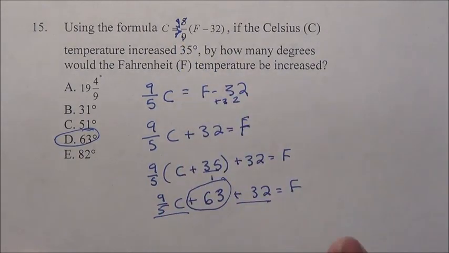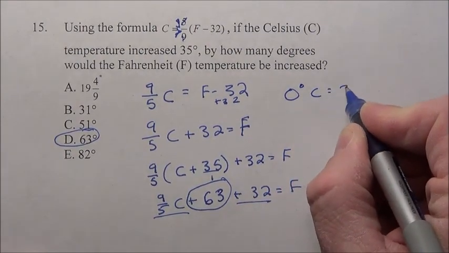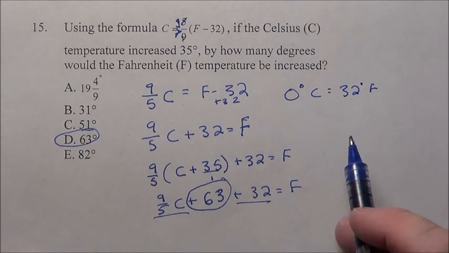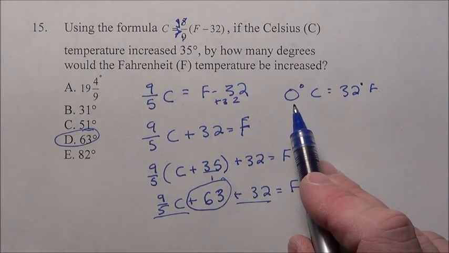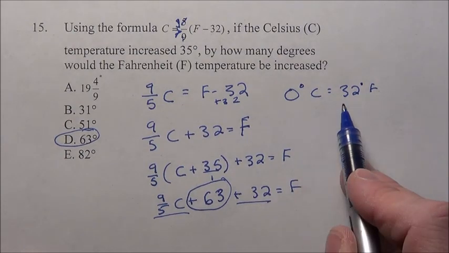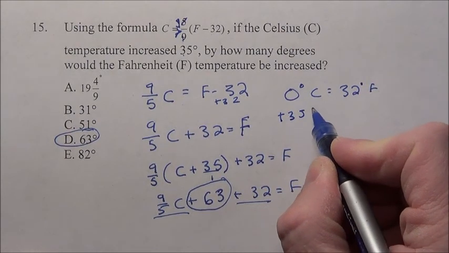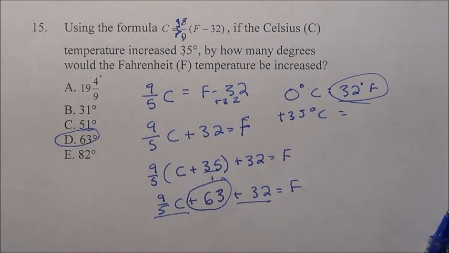Now think about it. You and I all know that 0 degrees Celsius is the same as 32 degrees Fahrenheit, right? Well, let's do this. If all of a sudden we increase that by 35, if I add 35 to that, change it to 35 Celsius, what's the new temperature going to be? Well, you know what? Let's do a little Ask Google. How about that? Here we go on the phone.